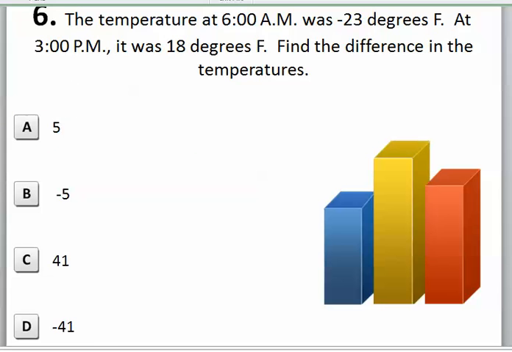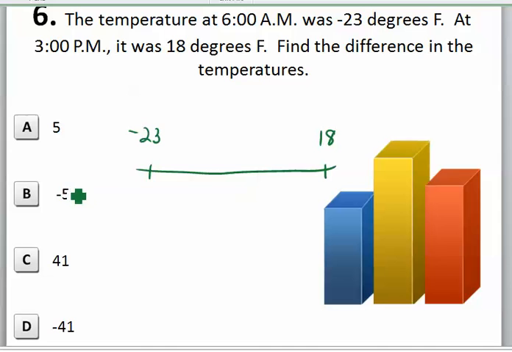The last example I have here, it says the temperature at 6 a.m. was negative 23 degrees Fahrenheit. At 3, it was 18. So here's negative 23 on a number line, and here's 18. Find the difference in the temperatures.